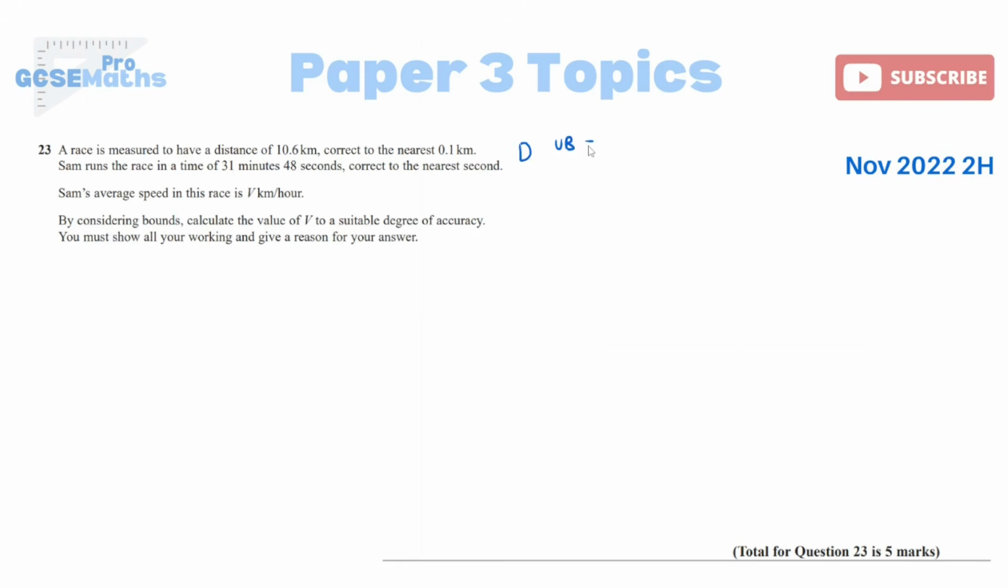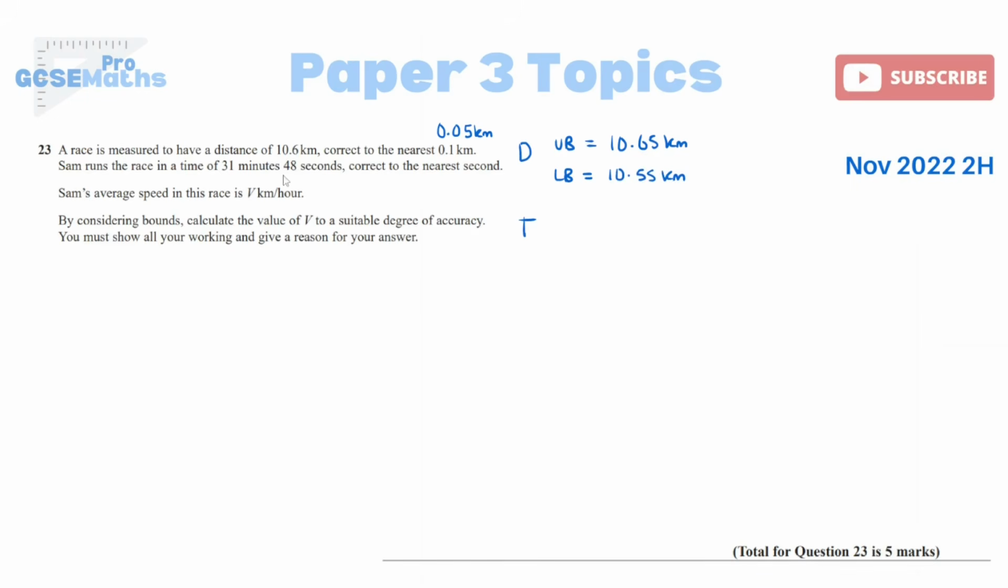The upper bound of the distance is whatever it's rounded to, you add half of that on, or for the lower bound, take half of it away. So half of that would be 0.05 kilometers, wouldn't it? So effectively I'm just putting a 5 on the end: 10.65 kilometers. And for the lower bound, we're taking away that, so that would be 10.55 kilometers.